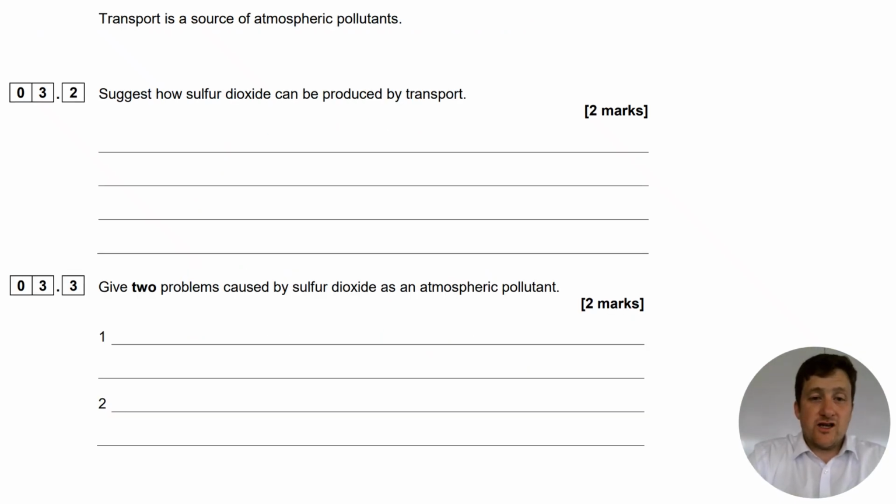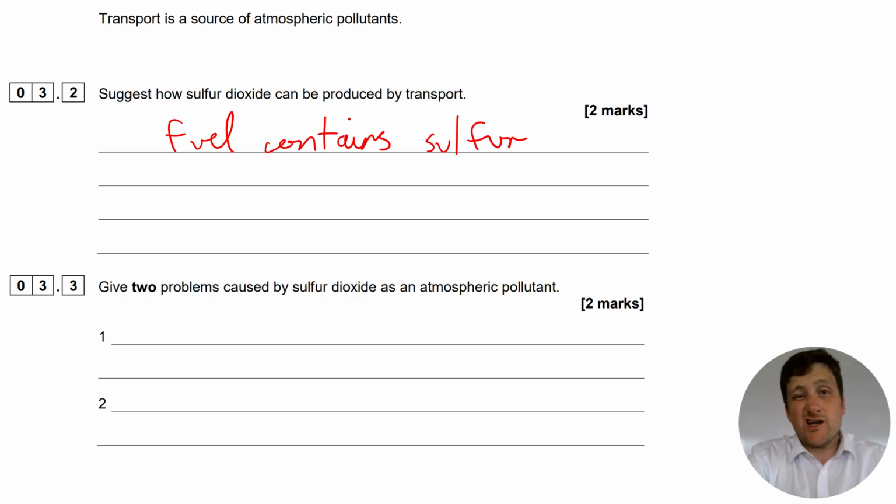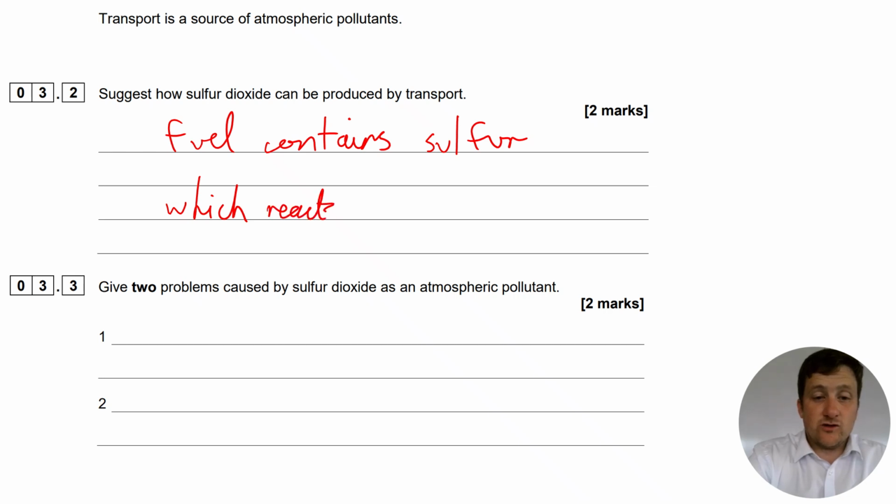How can sulfur dioxide be produced by transport? Again, it's one of these interesting ones. Well, we talked about hydrocarbons and that they only contain hydrogen and carbon. The other bit they like is sulfur sometimes is found in fuels. So if a fuel contains sulfur, it doesn't always, not at all, a lot of the time it does, but it doesn't always. Fuel contains sulfur, okay, which is great. When the fuel is combusted, that's oxidation, the sulfur reacts with oxygen too.